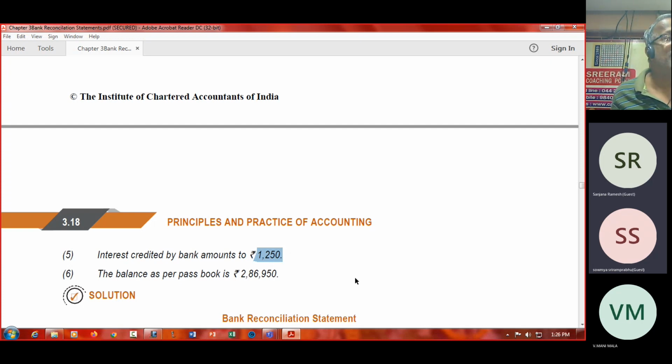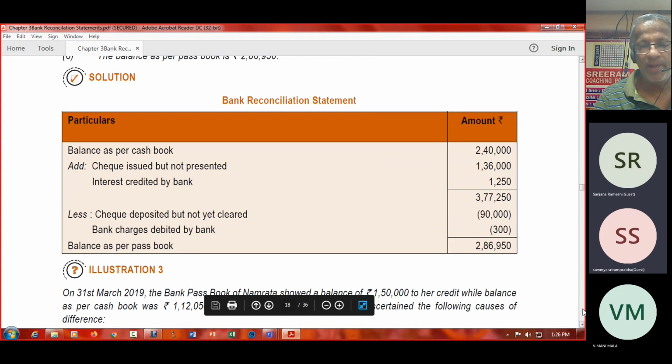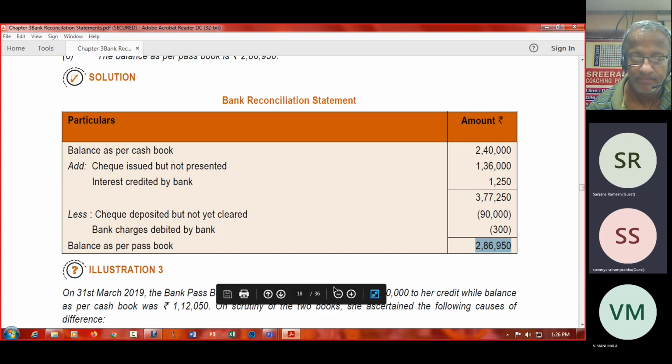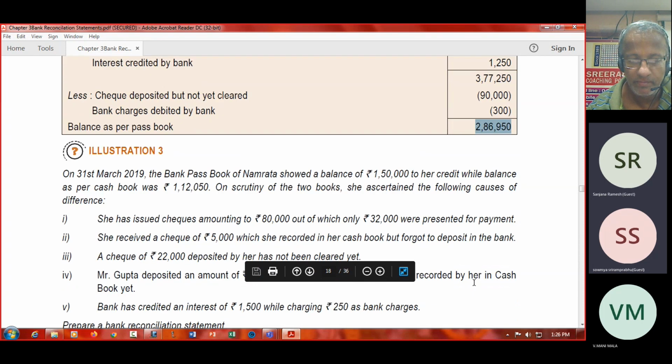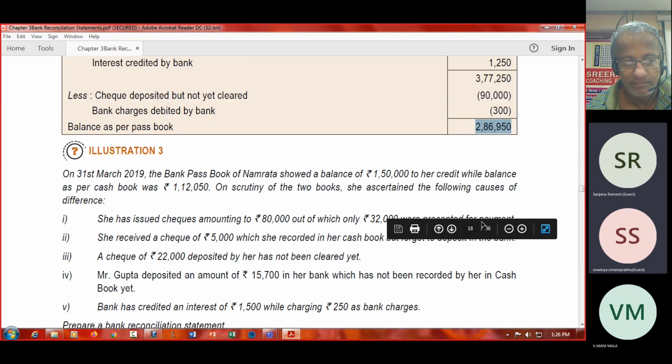What should you do when your starting balance is debit? Add back. Am I right? Yes, sir. So your bank reconciliation statement is prepared and you are getting the answer 2,86,950. Are you getting it? You know which items you have to add and which items you have to deduct. Correct? Sanjana, are you clear? Yes, sir.